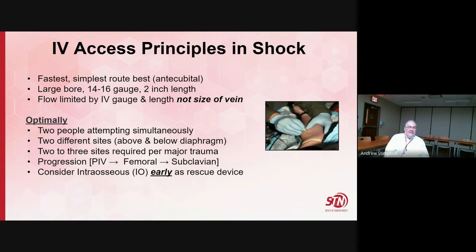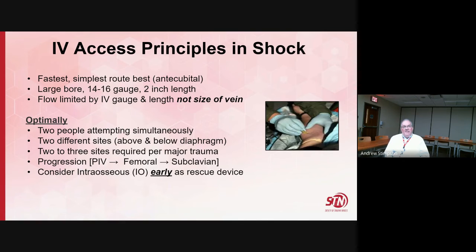IV access: fastest, simplest route is best. It's the antecubital. It's not a problem to use the antecubital. It seems like in someone's teaching, they're being told that the hand is better than the antecubital, but if you can get the antecubital, I would just go for it. Again, remember, large bore is a 14 or a 16 gauge. It's not 18 or 20. So when we look for large bore IV, we're talking about 14 or 16.